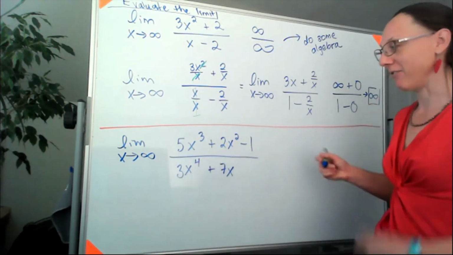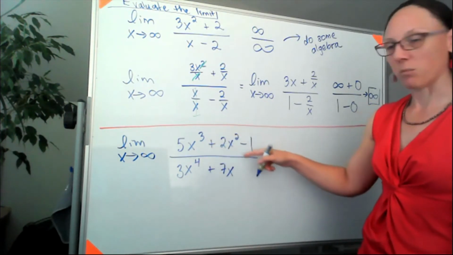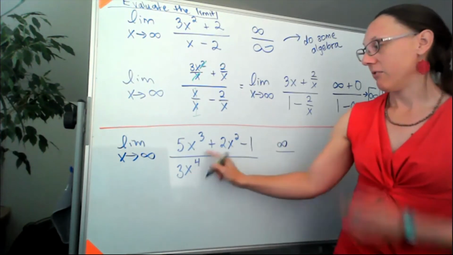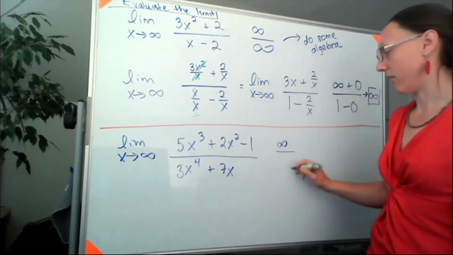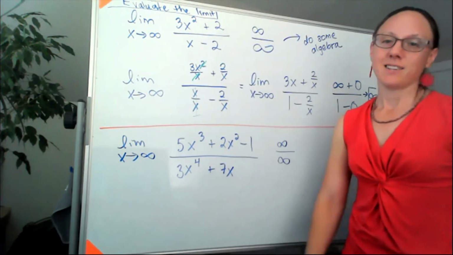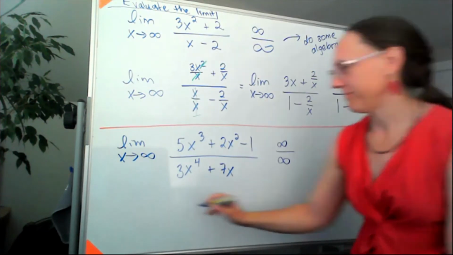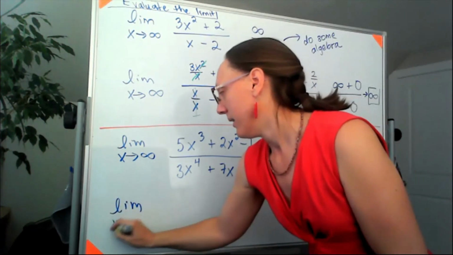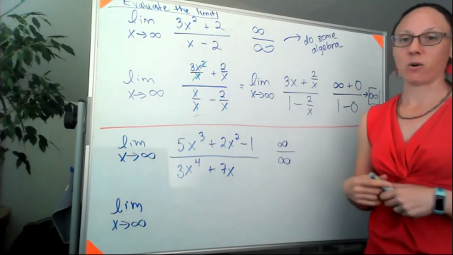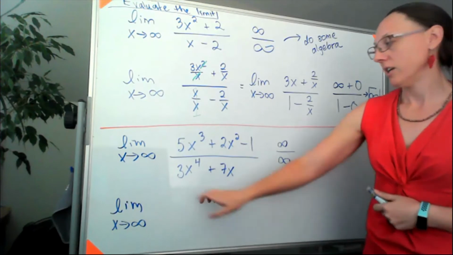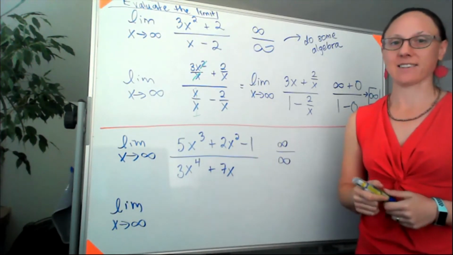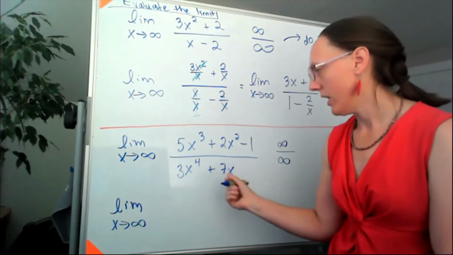Well, if I plug in infinity, infinity cubed plus some more infinity minus a 1, the top is headed to infinity. Infinity to the 4th times 3 plus some more infinity, also headed to infinity. Do some algebra. So if we come in here to do some algebra, I am going to look for that largest power of x in the denominator, which is going to be x to the 4th, and divide every term by that x to the 4th.